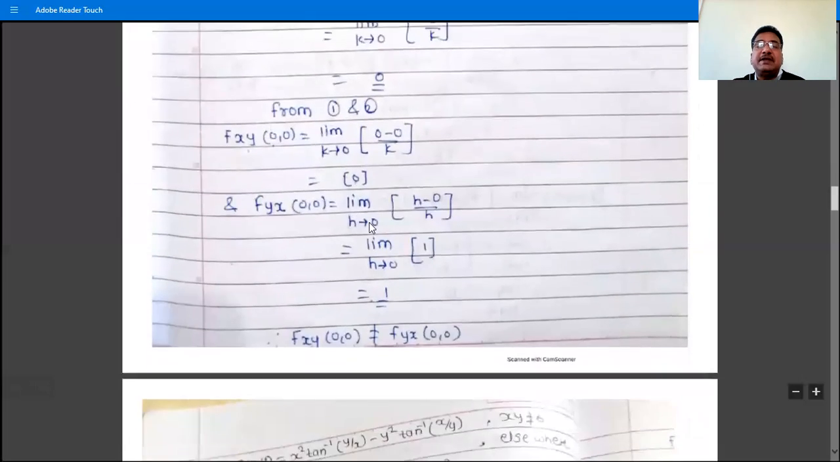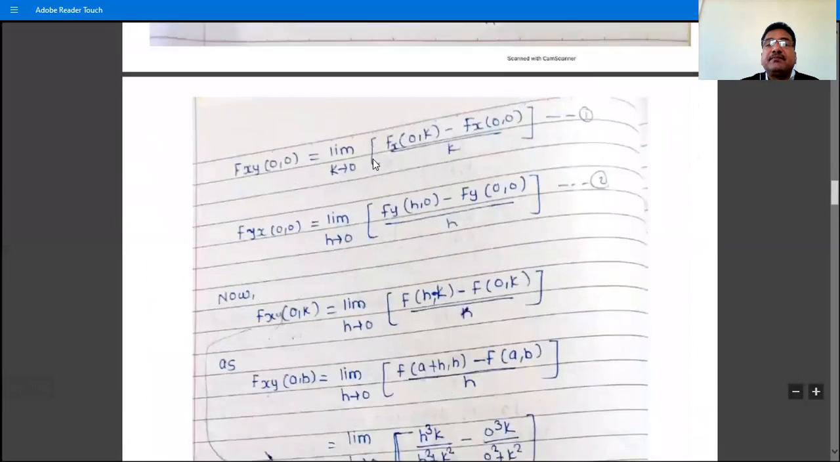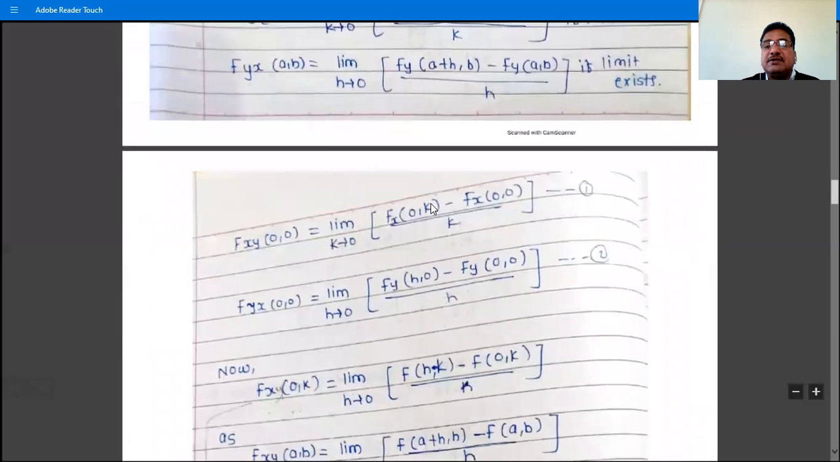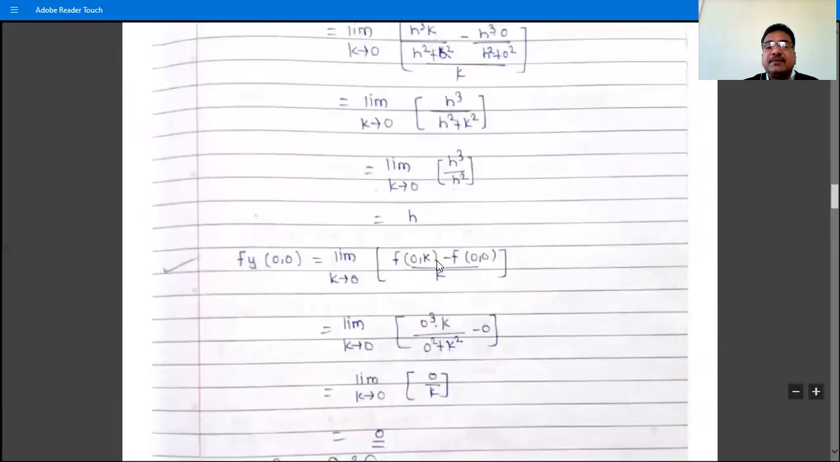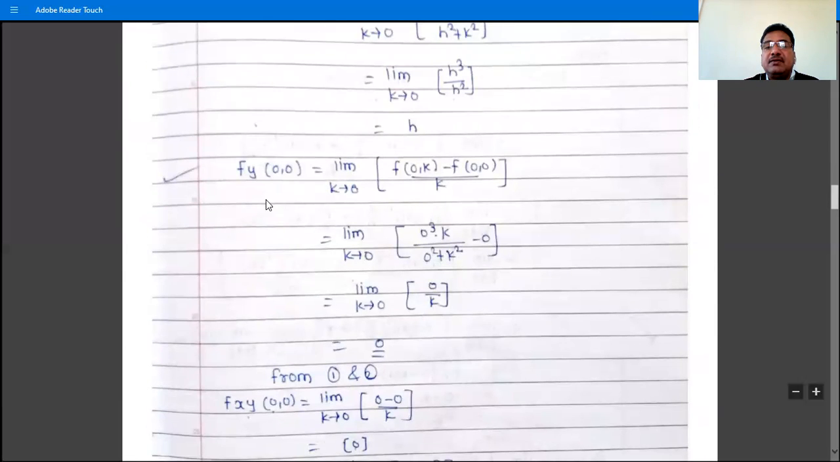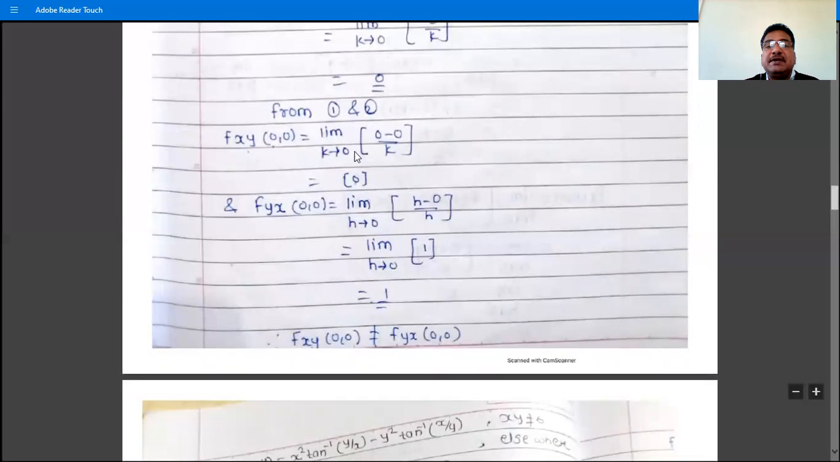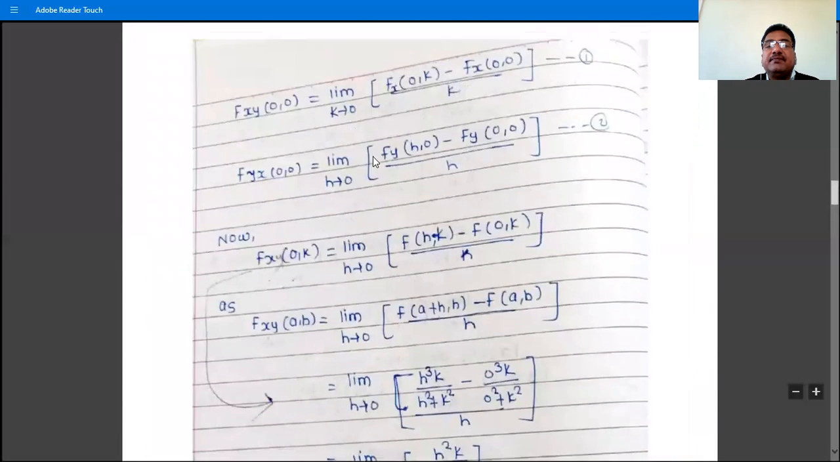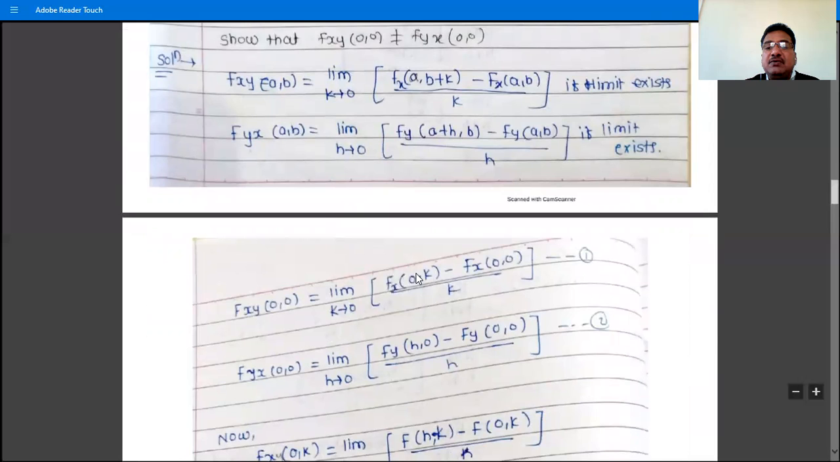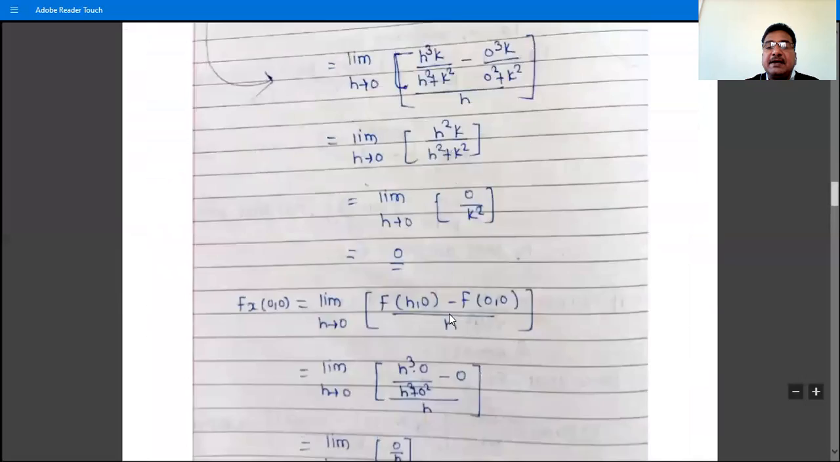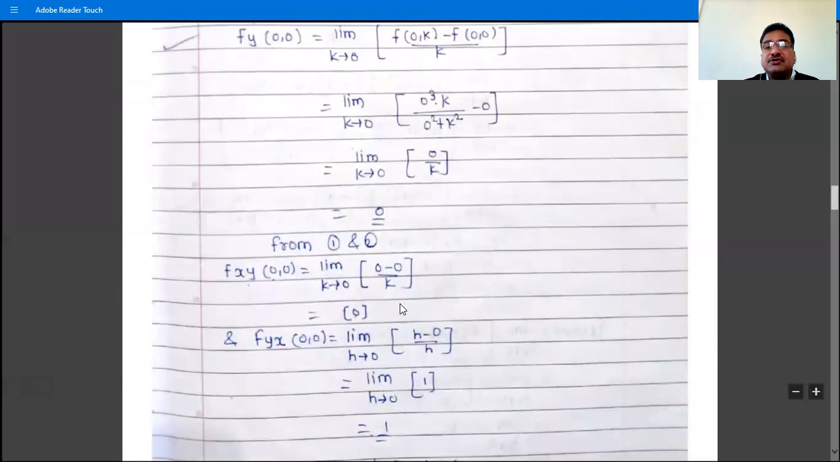So substitute all these values in equations 1 and 2. Substitute fx(0,k), fx(0,0), fy(h,0), fy(0,0). All the values are here. Substitute those values. So fxy(0,0) is the limit as k tends to 0 of 0 minus 0 by k, because this value is 0 and this value is 0. So fxy(0,0) is the limit as k tends to 0 of 0 minus 0 by k. That is, we have 0 as the answer.